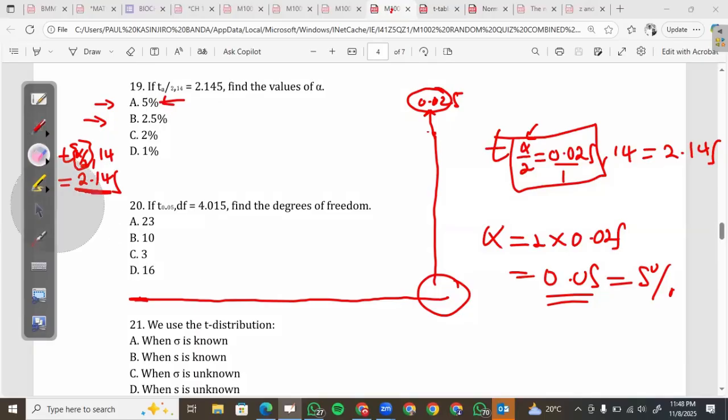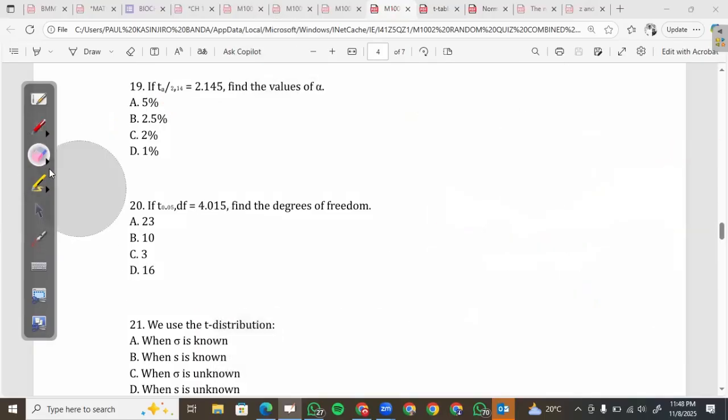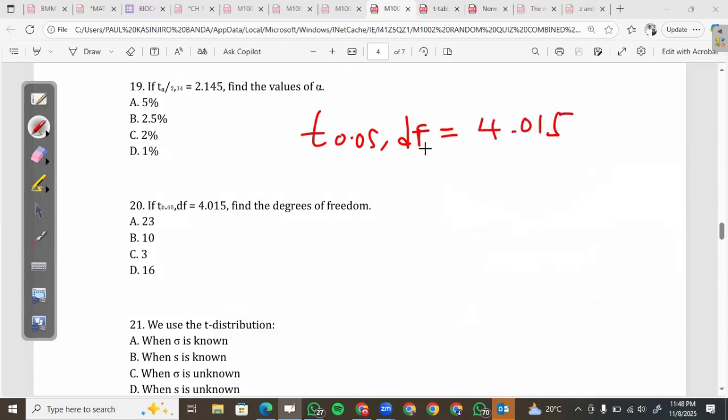Then we have a similar question on question number 20. There we are finding the degrees of freedom. They're saying t of 0.05, with some degrees of freedom, gives a t value of 4.015. So what is the degrees of freedom? Again, we have to go to the t table.